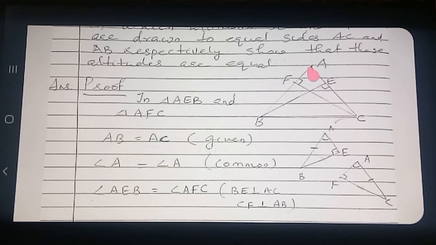When a split angle comes, only then do you write the full name. Here angle A is not a split one. Therefore angle A equals angle A, common side. And the next one is AB and AC are equal, already given in the question. So what I marked, AB and AC are equal. See here, AB equals AC is written.